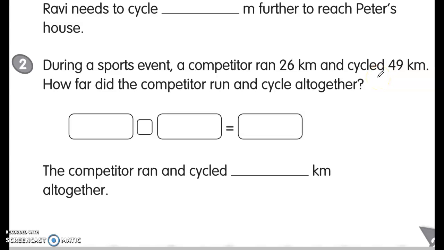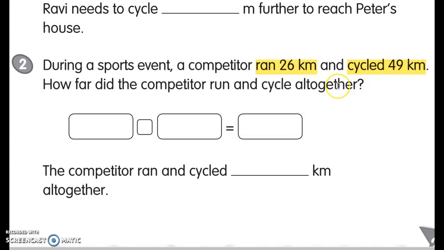Okay, so now let's move on to question 2. During a sports event, a competitor ran 26 kilometers and cycled 49 kilometers. How far did the competitor run and cycle altogether? So the key words to this question are: ran 26 kilometers, cycled 49 kilometers.